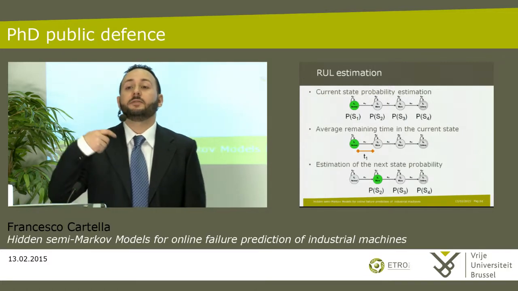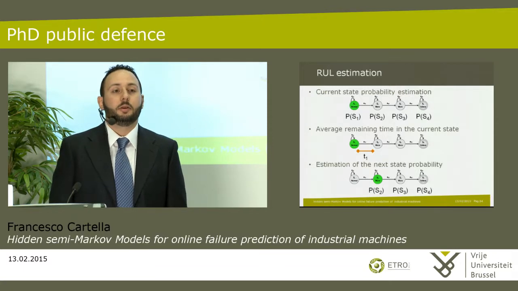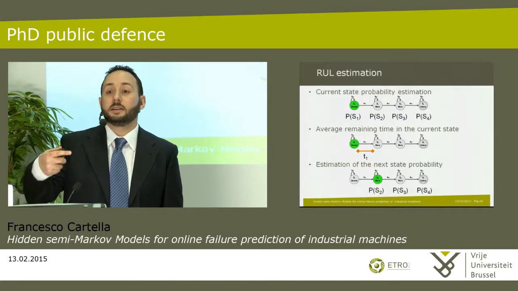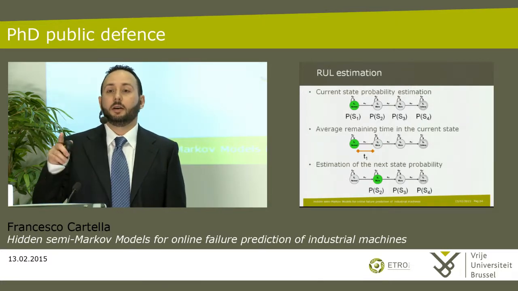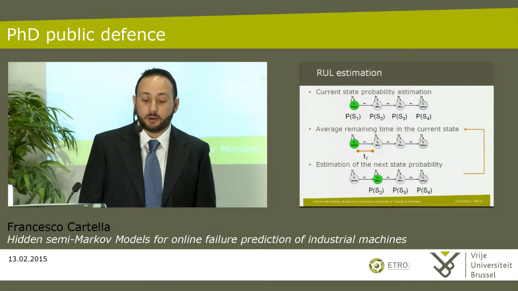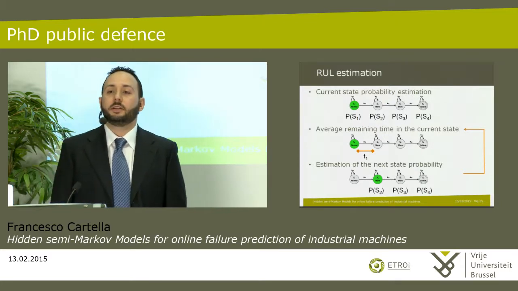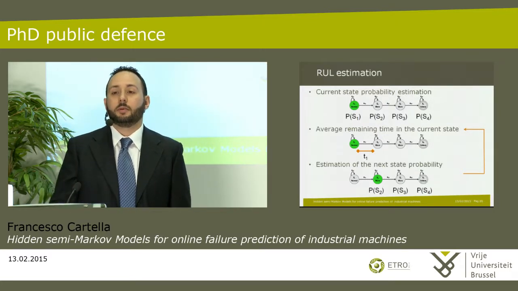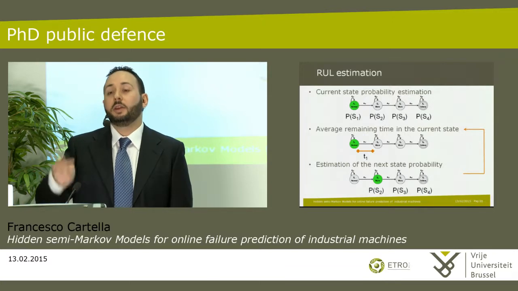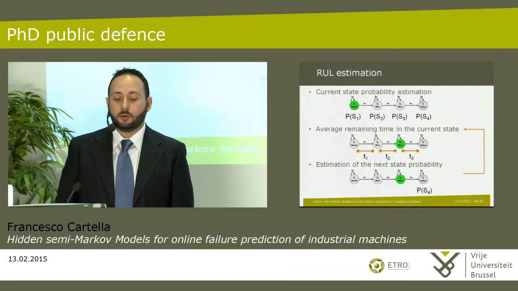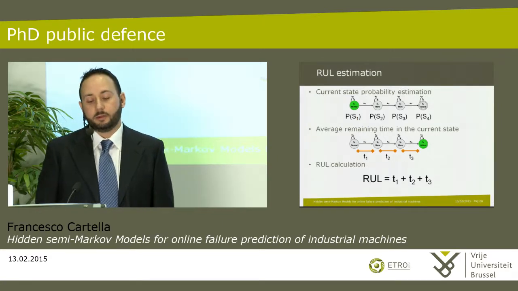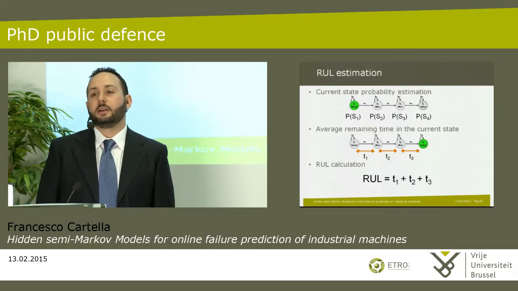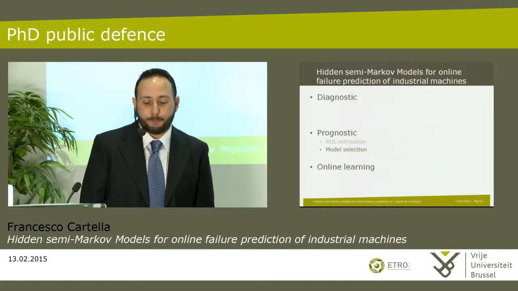After that, a predictive step is performed, whose goal is to estimate the probability of the next state. Also this can be easily done with the model parameters. Then the estimation of the intermediate time and the predictive step are repeated cyclically until the algorithm detects that the system entered the failure state. At this moment, the remaining useful lifetime is simply obtained by summing all the intermediate estimated times.